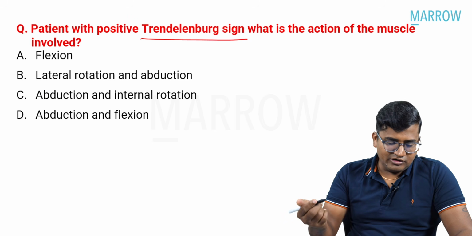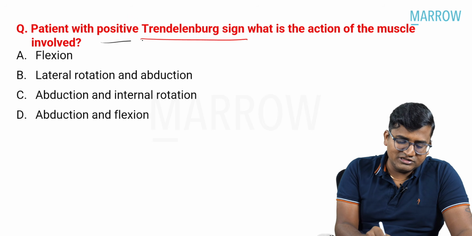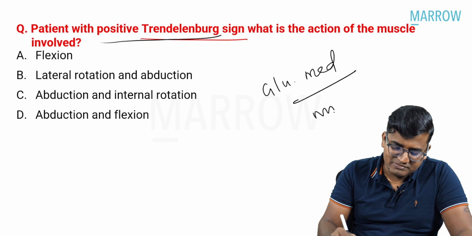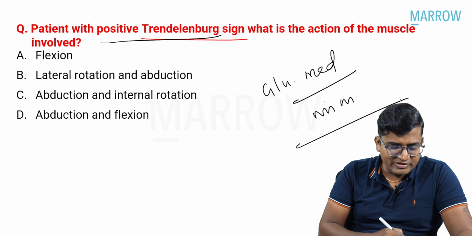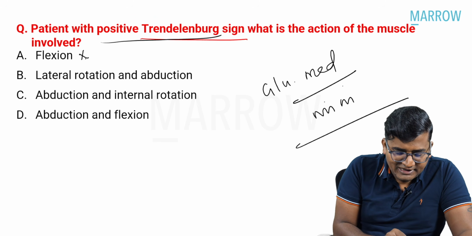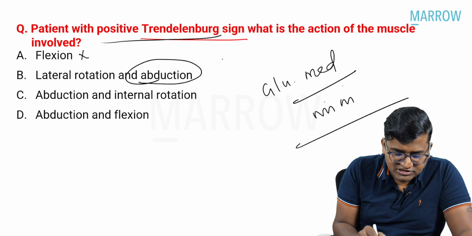Okay. So again we got this question. The patient with the positive Trendelenburg sign, they're asking about which muscle? The gluteus medius and minimus muscle. Now what is the action of the gluteus medius and minimus muscle? Flexion, no. Lateral rotation, abduction. Now this is wrong.